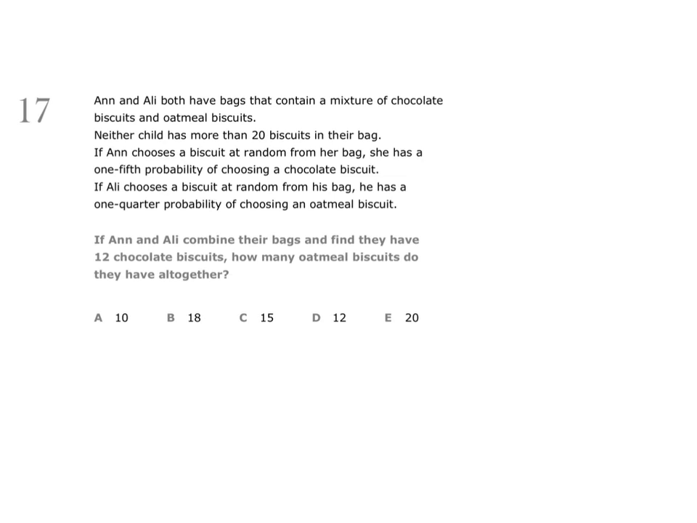First of all, let's focus on Anne. We're told that if Anne chooses a biscuit at random from her bag, she has a 1/5 probability of choosing a chocolate biscuit. So if she has a 1/5 probability of choosing a chocolate biscuit, that means she might have one chocolate biscuit, meaning the remaining 4 would be oatmeal, and that would be a total of 5. So that one chocolate biscuit would be 1 in 5, or 1/5.